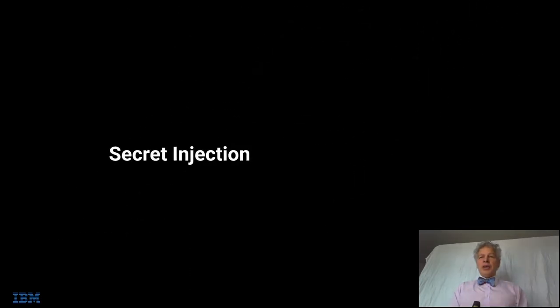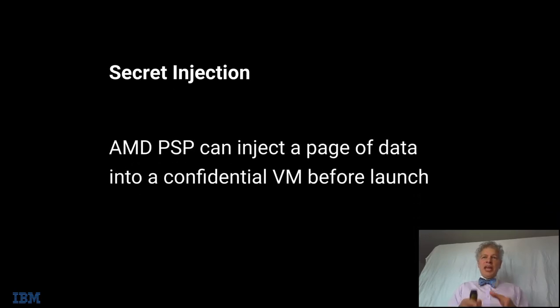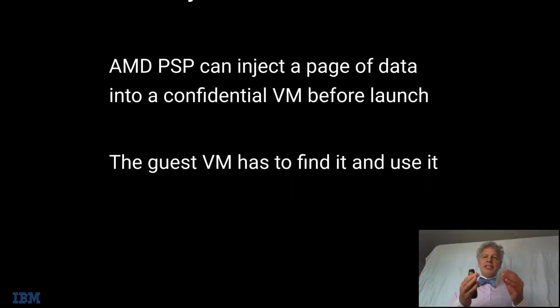Once we have attestation, we can then get on to secret injection. The AMD PSP can inject a page of data into a confidential virtual machine before it actually launches. The guest virtual machine has to find it and use it, and this causes another huge problem because you can inject it at any physical address designated actually by the guest virtual machine, so how do you find it again?